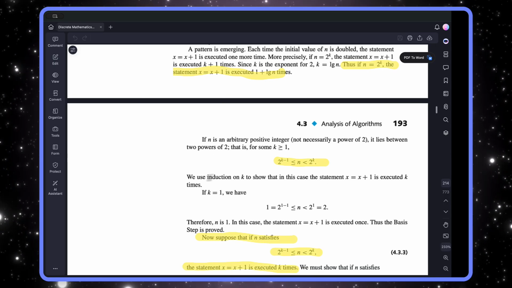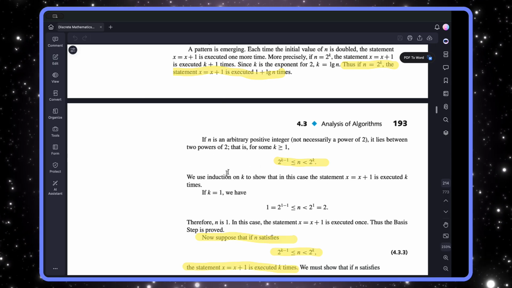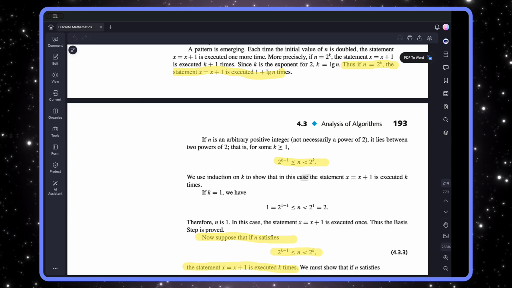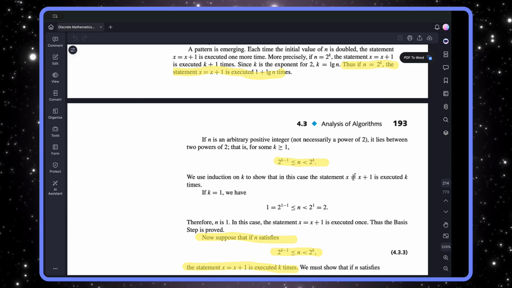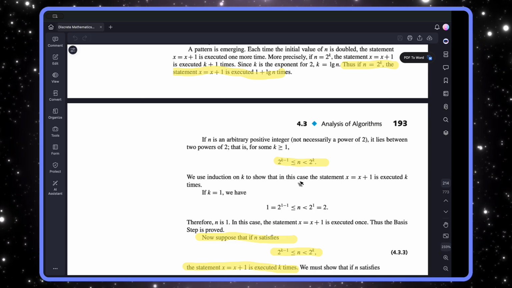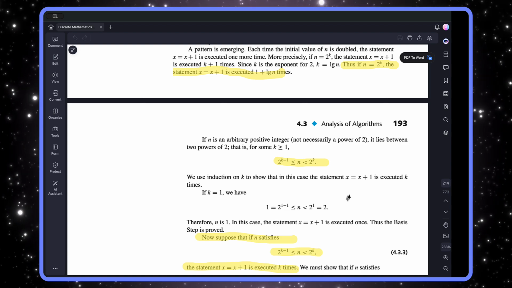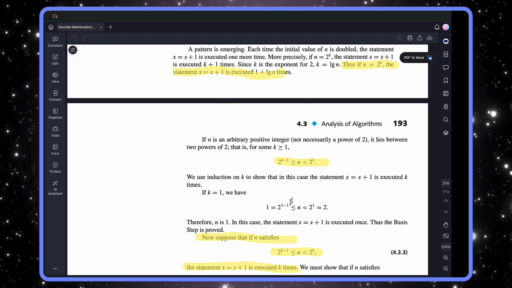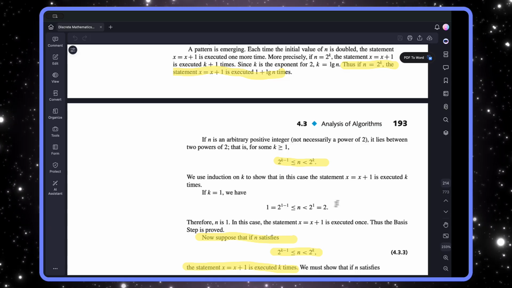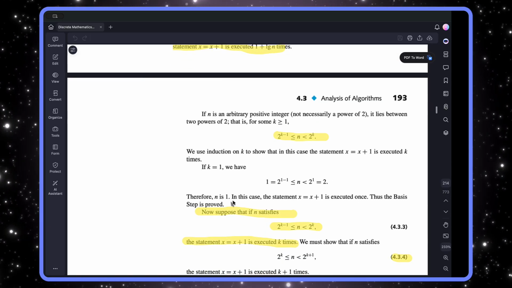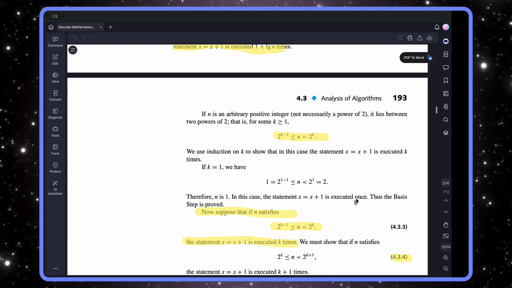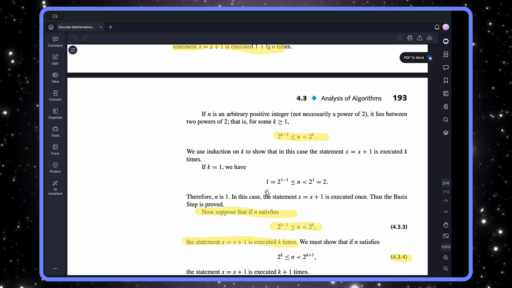Now, we use induction on k. We're going to prove this formula by induction on k to show that in this case, the statement x equals x plus 1 is executed k times. See, if k is 1, we know that 1, which equals 2 to the 1 minus 1, is less than or equal to n, right? Is less than 2 to the 1 equals 2. So therefore, n is 1, right? In this case, the statement x equals x plus 1 is executed one time. Thus, the basis step is proven.